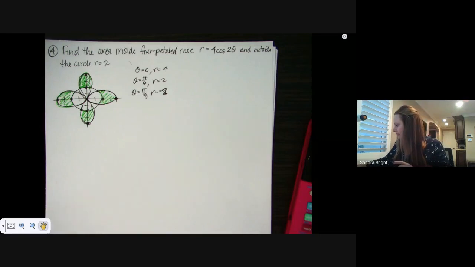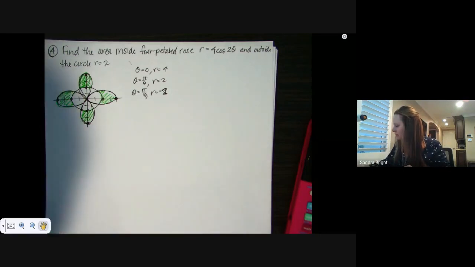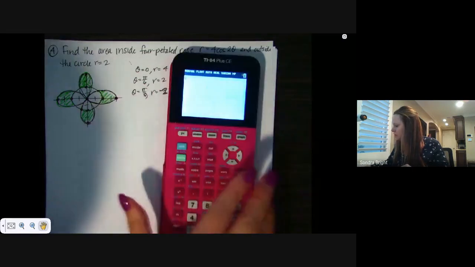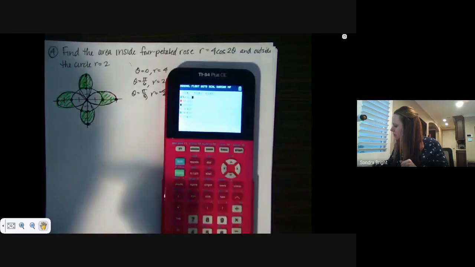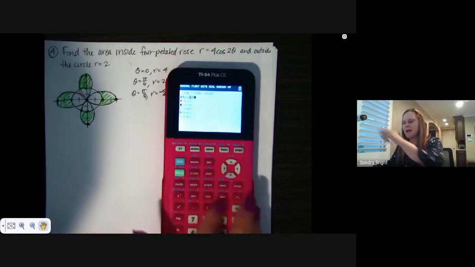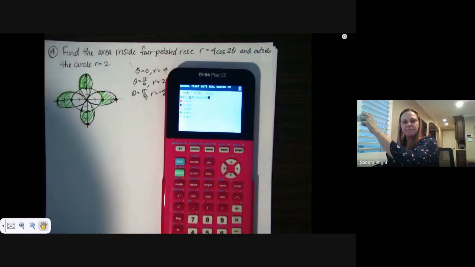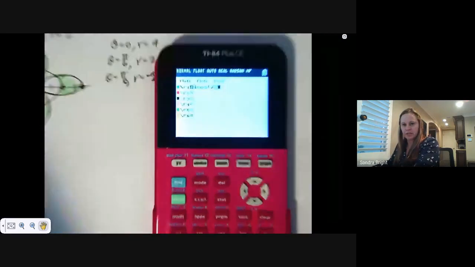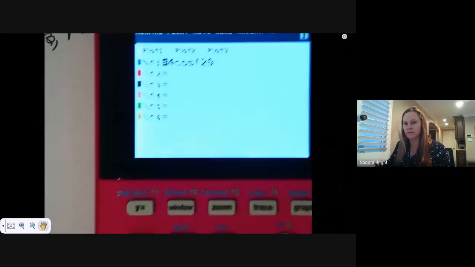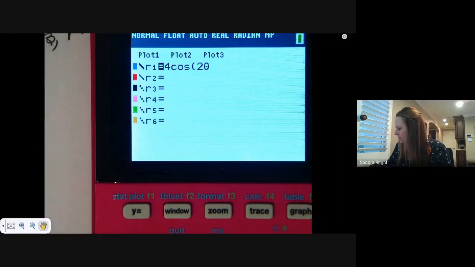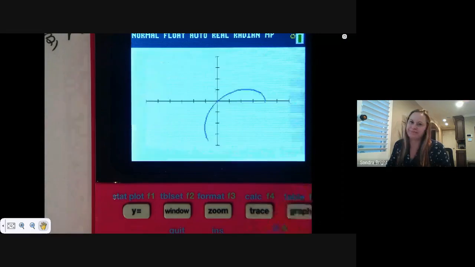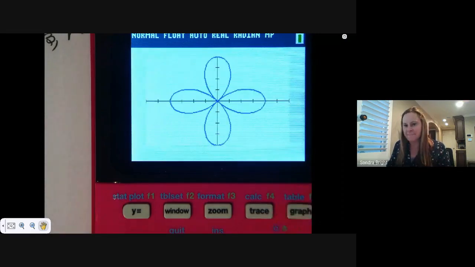Should I show you what the graph on here looks like? Yeah, probably. Okay, so let's do that. I'm just going to graph just the petal graph. Okay, so 4 cosine of 2 theta. And you can see which direction it's generated. Watch the graph on how it starts. We're going to start at the positive x-axis, and you're going to see it go loop-de-loop and go down to the negative y-axis first when it does that loop. Here we go. Yep, there you go.